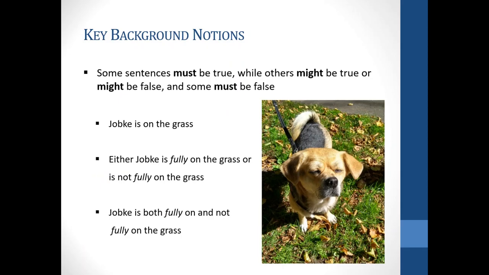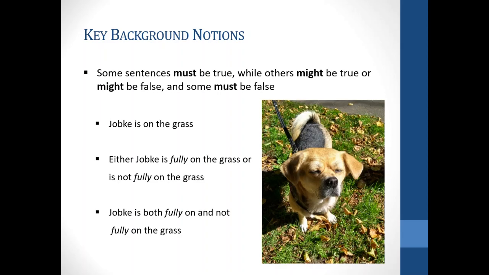So I said that some sentences, when we think about their truth, look like they must be true. That is, they have to be true. Others might be true or might be false, and some look like they must be false. We can cash this out a little bit by thinking about some sentences. So take Yabka's on the grass. That could be true. It was in the picture. It could be false, as it is right now. So this sentence looks like there's a way to flip it on, there's a way to flip it off.